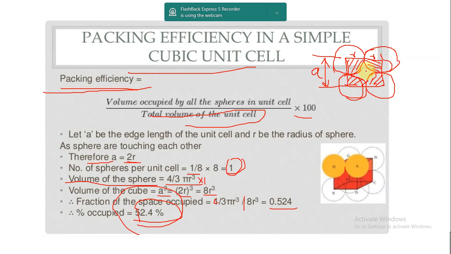That is, you see, these are the void spaces now. These are the void spaces. So only 52.4% of the cube is occupied by the atoms, and rest of the spaces are void.